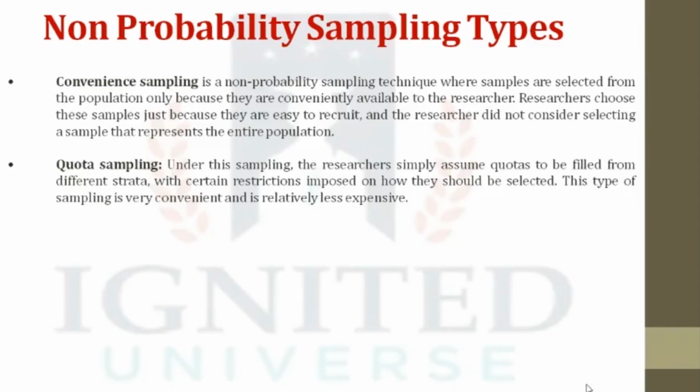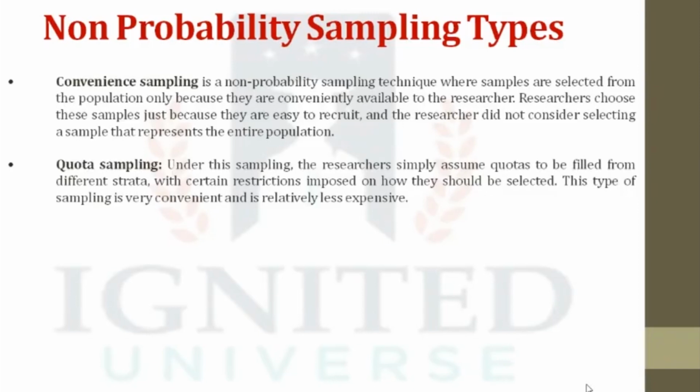Another non-probability sampling type is the quota sampling technique. Under quota sampling, the researcher simply assumes quotas to be filled from different strata with certain restrictions imposed on how they should be selected. This type of sampling is very convenient and is relatively less expensive. In quota sampling, the population is divided into different categories. These categories are called quotas. So we can have quotas of gender, age, or income groups.